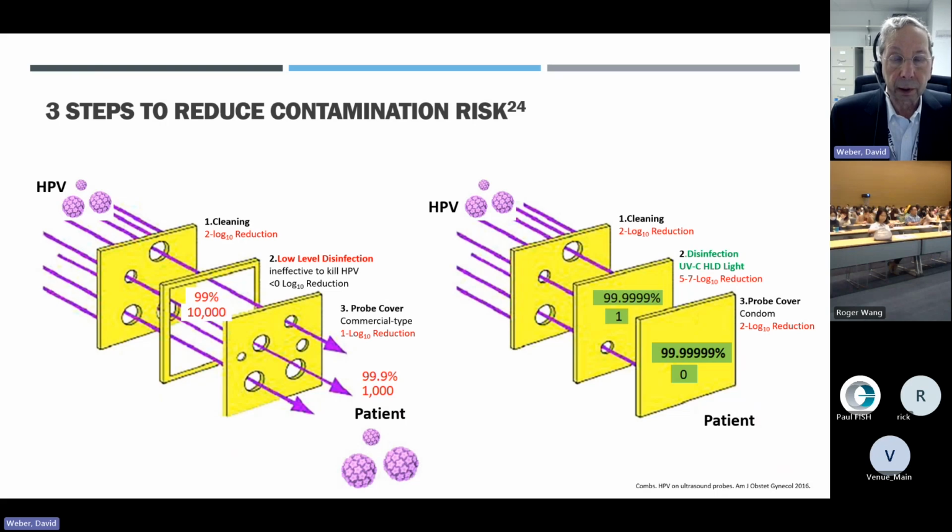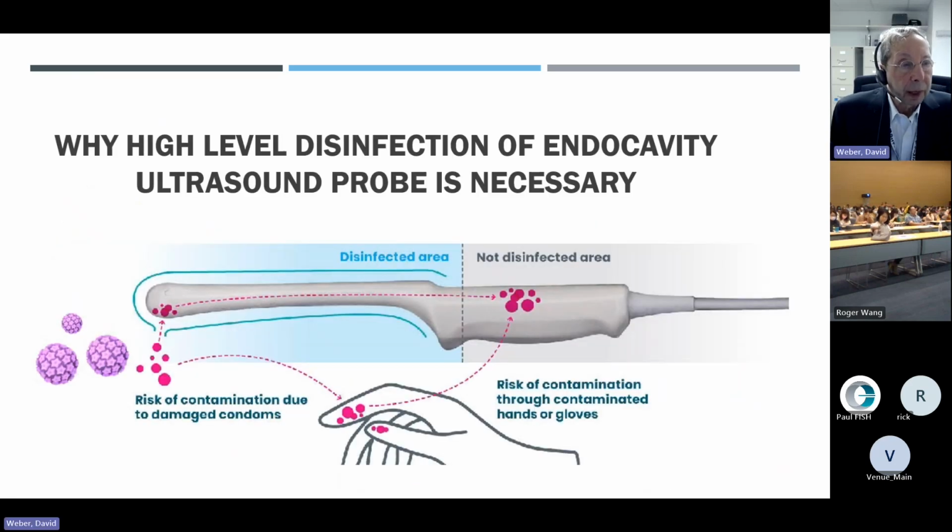On the other hand, with disinfection such as UVC, you're getting a 2 log reduction plus a 5 to 7 log reduction plus another 2 log reduction. So we're talking about 9 plus logs of reduction and complete elimination of HPV, making it safe to be reused on the next patient. Now, again, we'll go back to why high-level disinfection of endocavity ultrasound probes is necessary with our picture.